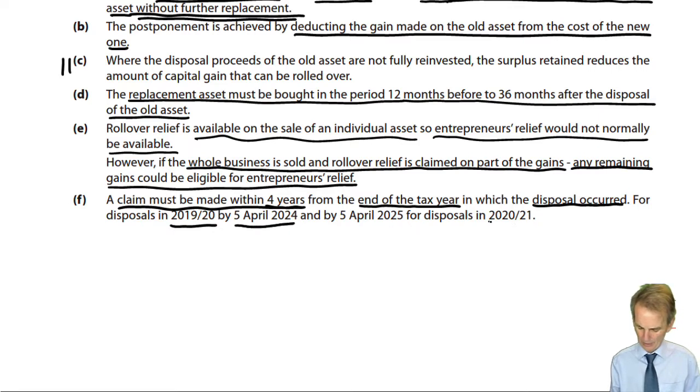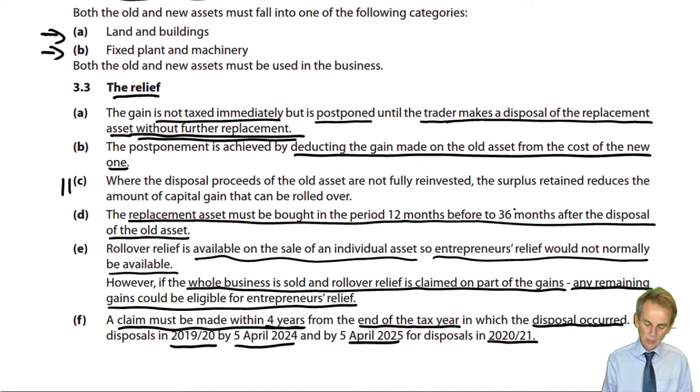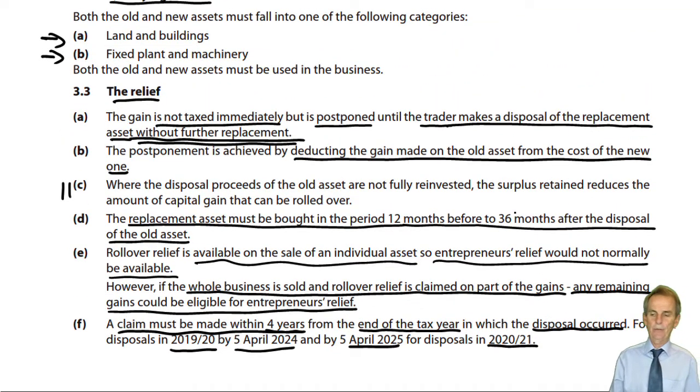And if, of course, we were dealing with 2021, 4 years on from the 5th of April 21 is the 5th of April 25. So as with all of these reliefs, the important issue to begin with is to recognise which relief is available. You therefore need to know the compliant conditions.